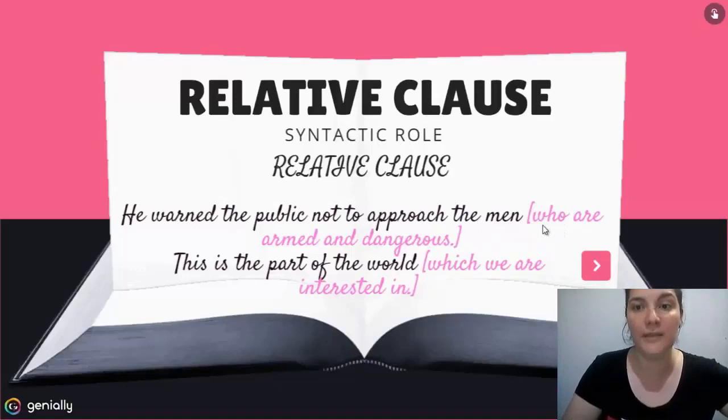We can also replace who by saying the men are armed and dangerous. In the second example, which also replaces the part of the world but is placed in another position. We are interested in the part of the world. We'll see relative clauses in detail in Unit 9.